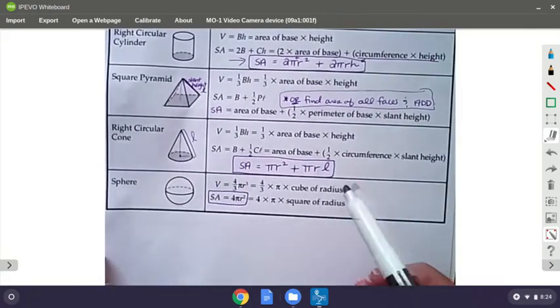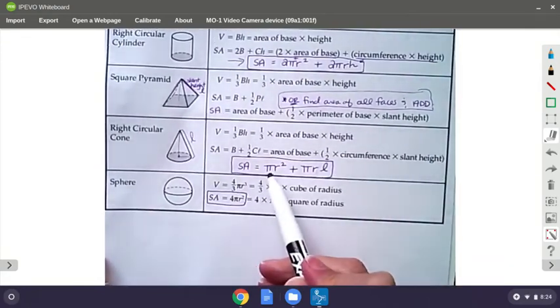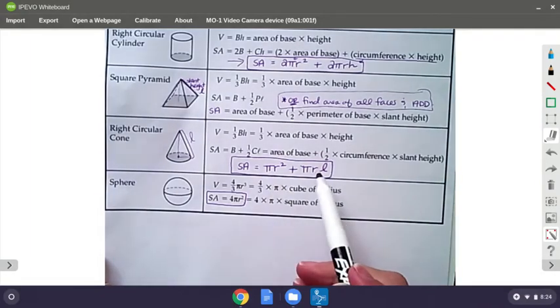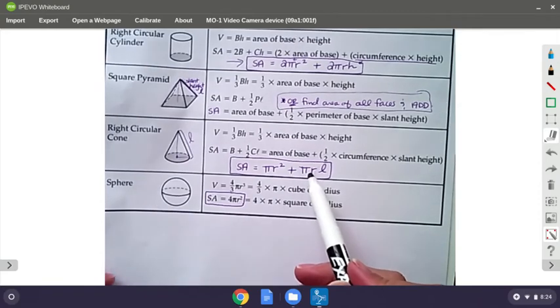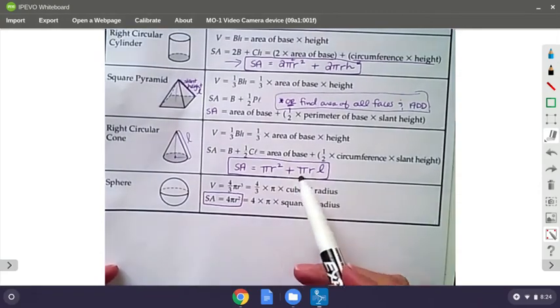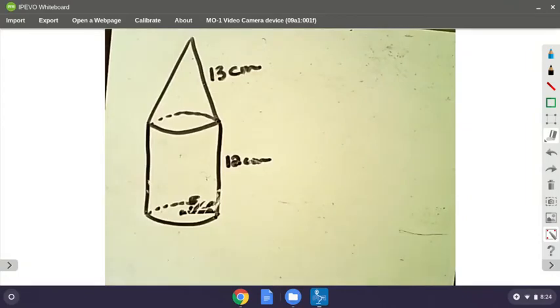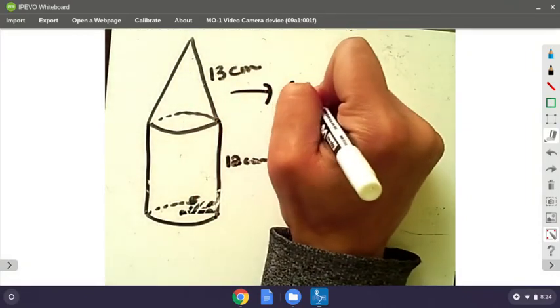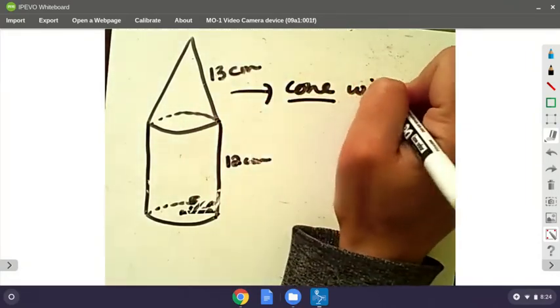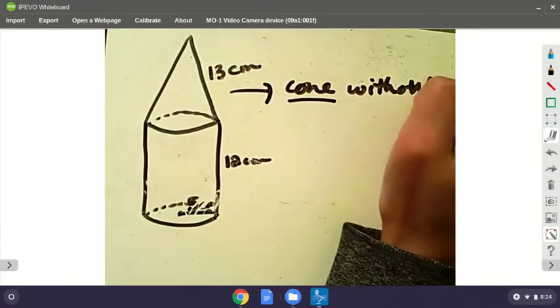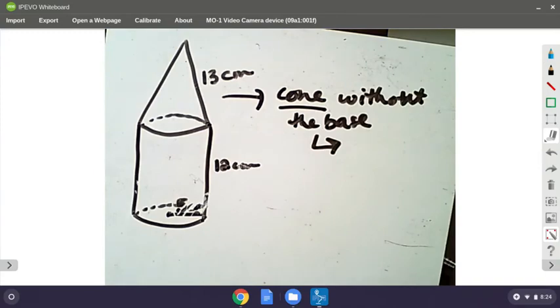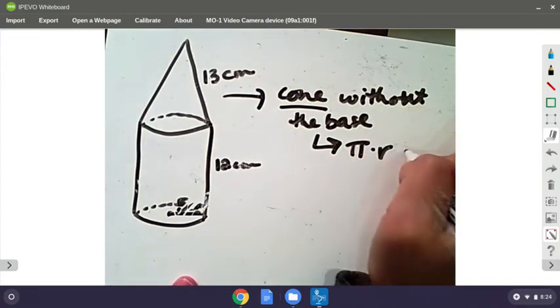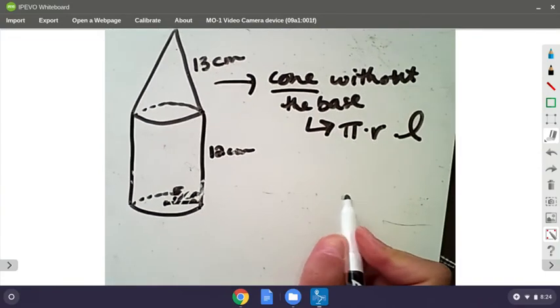So for a cone, let me go back to this for a second. Remember the surface area of a cone, this represents the bottom. So I really only want this part. It's actually called the lateral surface area. Lateral surface area is the surface area without the base. So I only want this part of the cone. So the cone without the base is just pi times r times L.